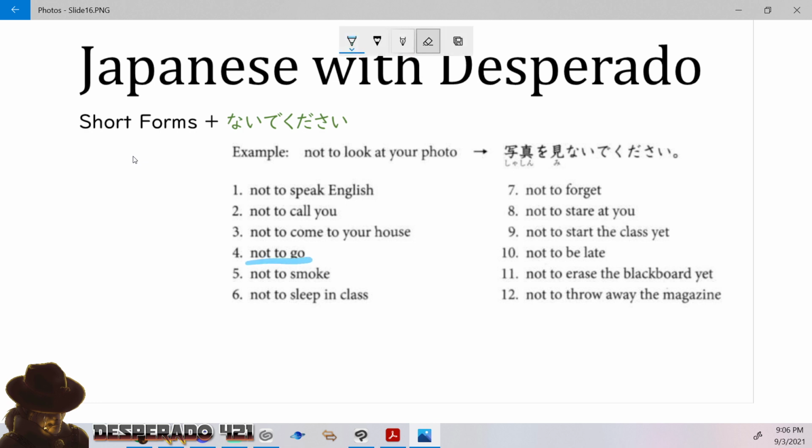Do not go. You got the easy one. Do I? I'm forgetting the... So come was kuru. No, that's do. Nope, I don't got it. Iku. Very good. Iku. Okay.